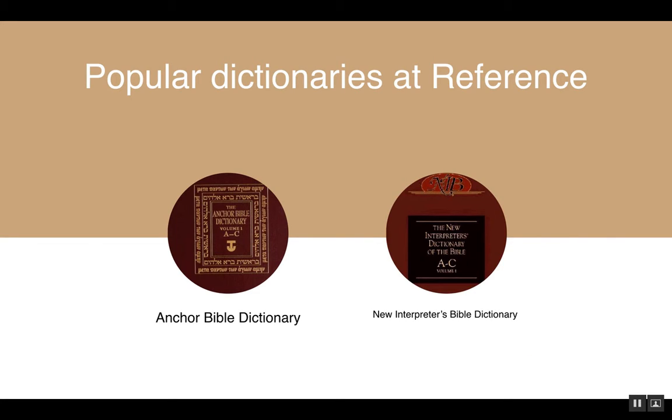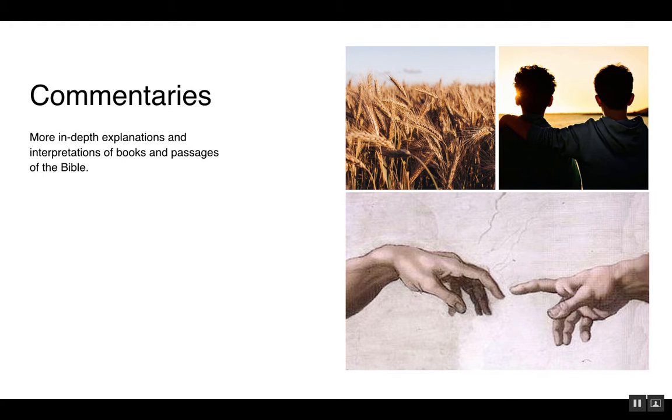Some of the more popular titles include the Anchor Bible Dictionary and the New Interpreter's Bible Dictionary. Bible or biblical commentaries are more in-depth explanations and interpretations of books and passages of the Bible. For instance, what message is meant by the parable of the sower, what Cain and Abel's relationship represented, and the symbolism of God's creation of Adam.